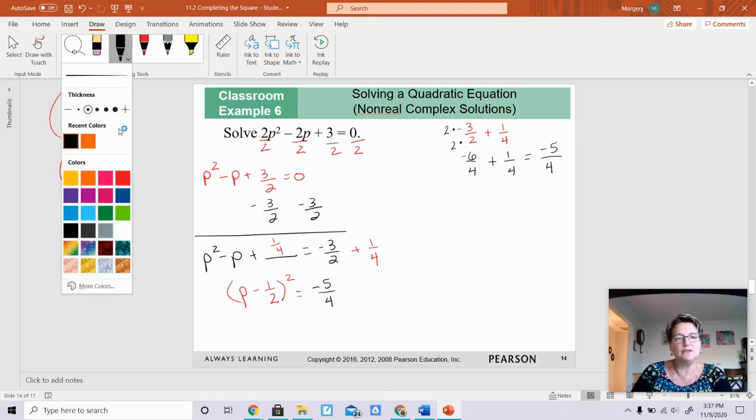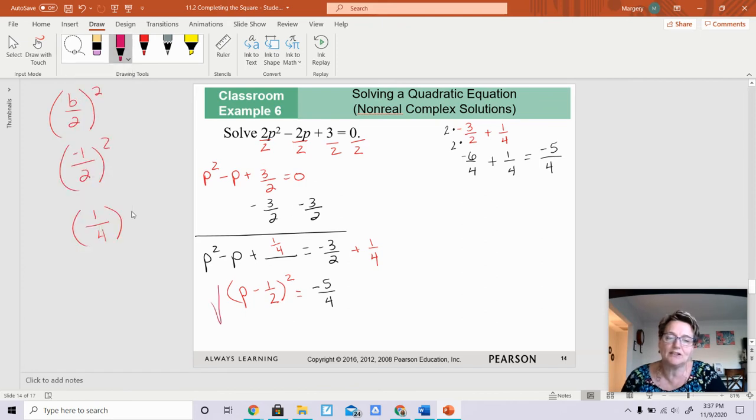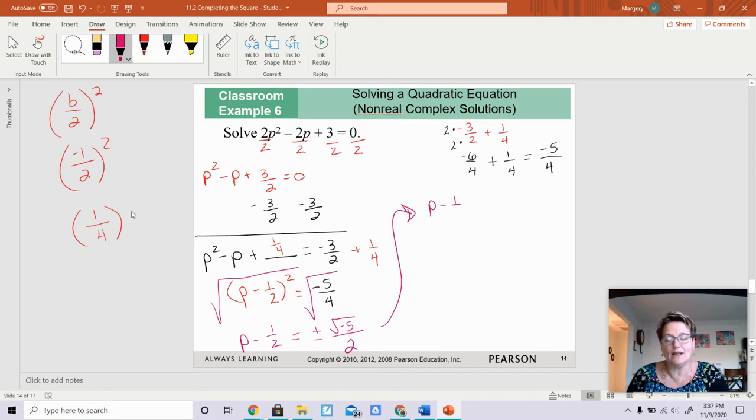Now, in order to get rid of the square, I square root both sides. So you're going to be left with p minus 1/2 equals plus or minus the square root of -5 over, now the square root of 4 is 2, okay? So I'm left with p minus 1/2 equals plus or minus the square root of -5 over 2.